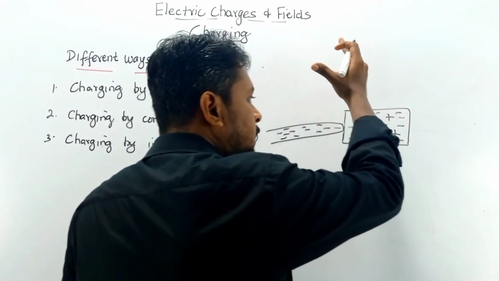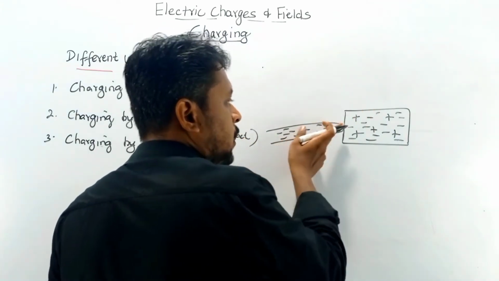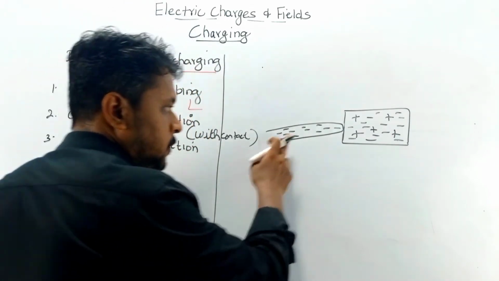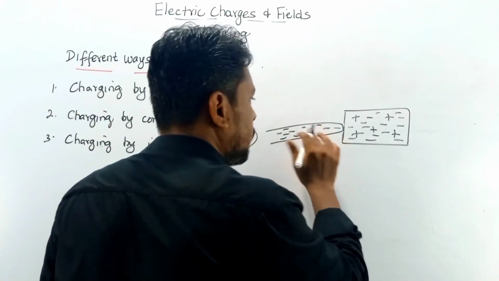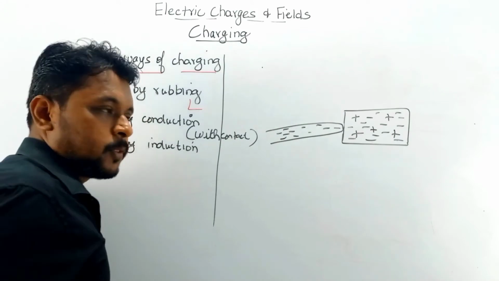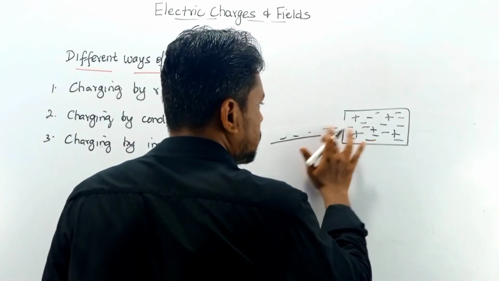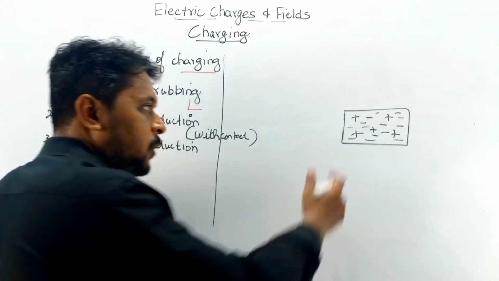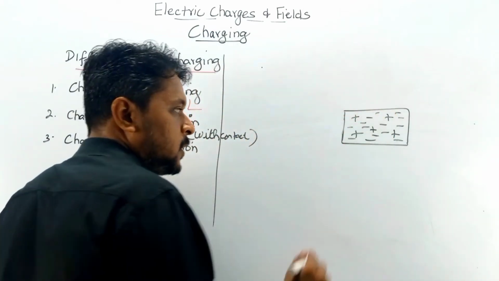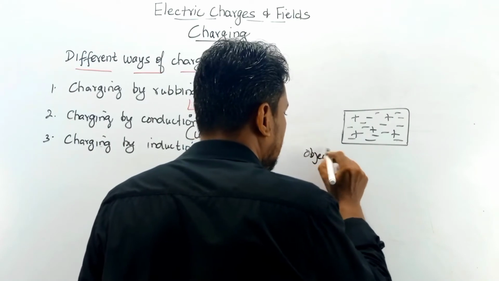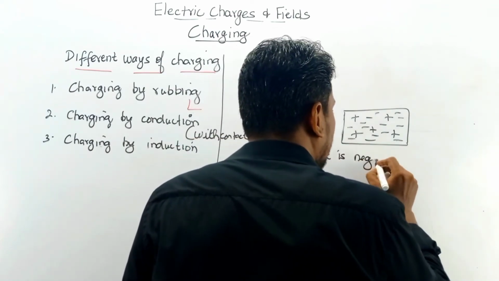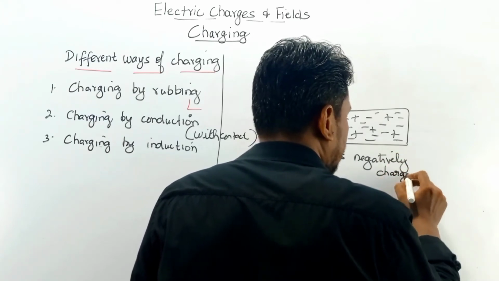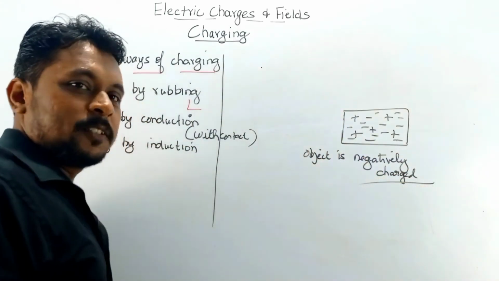So when the force of repulsion gets increased, now there is no permission for this electron to go inside, because due to the force of repulsion, these electrons will not move towards it. So the process stops. Now when you remove this, now what is the excess here? Now here we see that the negative charge is in excess, so the object is negatively charged.